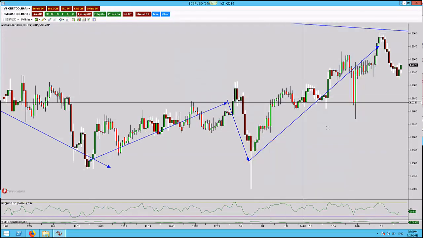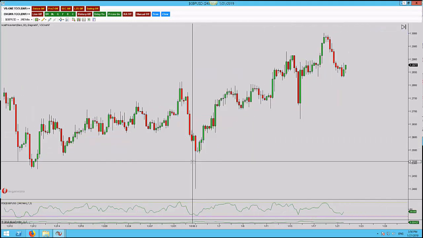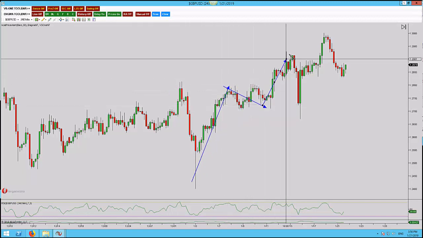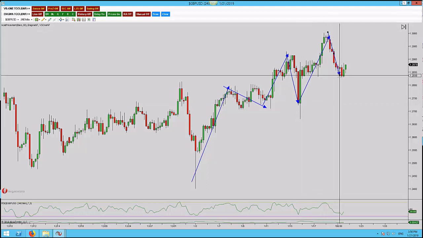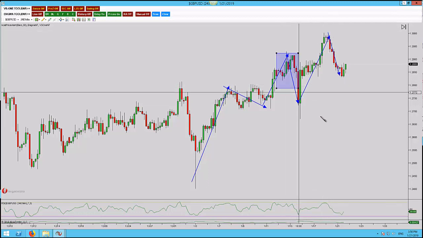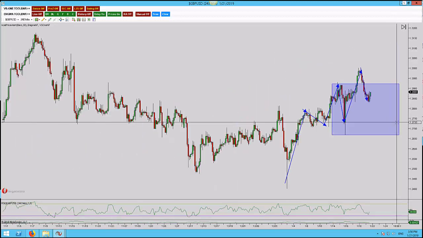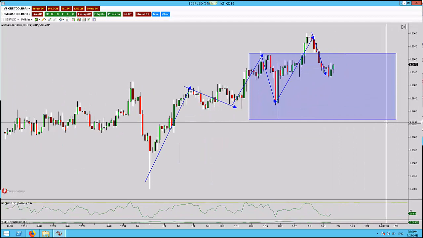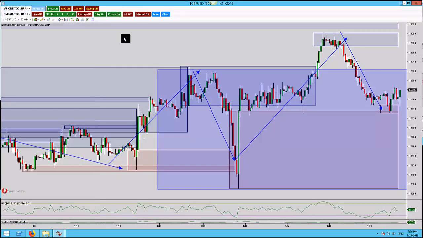Here on the 240 though, I'll just delete everything off. Okay, so we had a move higher, retracement, move higher, we broke structure, a retracement, a move higher, and a retracement. So you could be looking for long opportunities anywhere in this huge outside return. The question is, where do you look for it? Well, to do that we need to look at structure on the lower time frame. So let's go down to the 60.